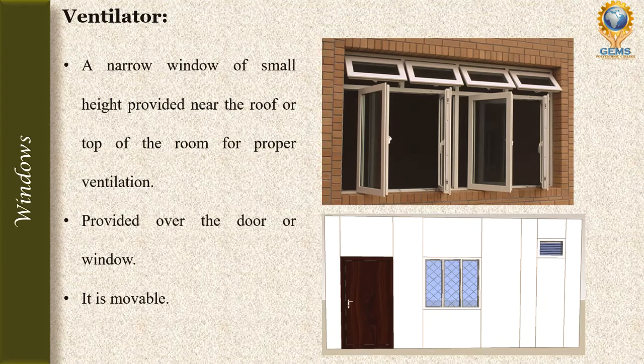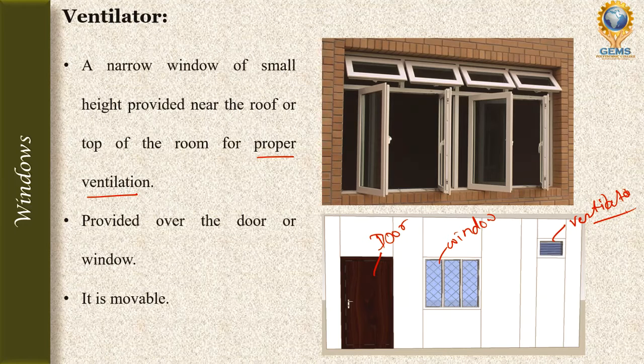Next is the ventilator. A window is a large opening, but ventilators are a small opening. The ventilator should be provided near the roof or top of the room for proper ventilation. That is why we give the ventilator: for proper ventilation. So this is the door, this one is the window, and this one is the ventilator. This ventilator will give the proper ventilation.